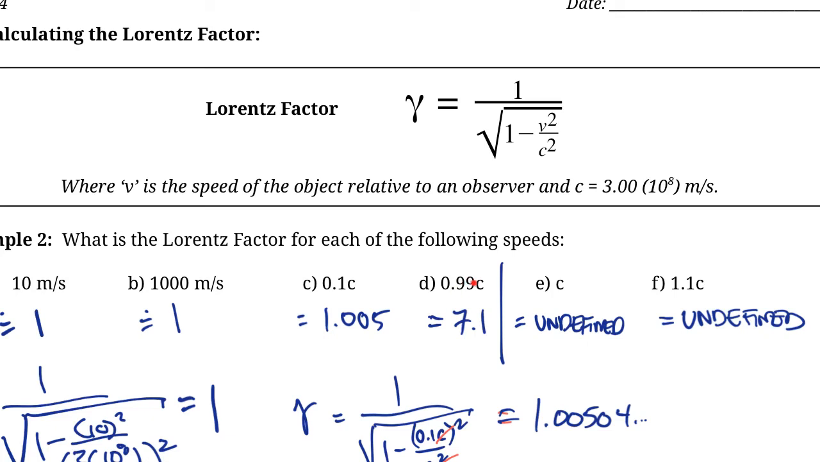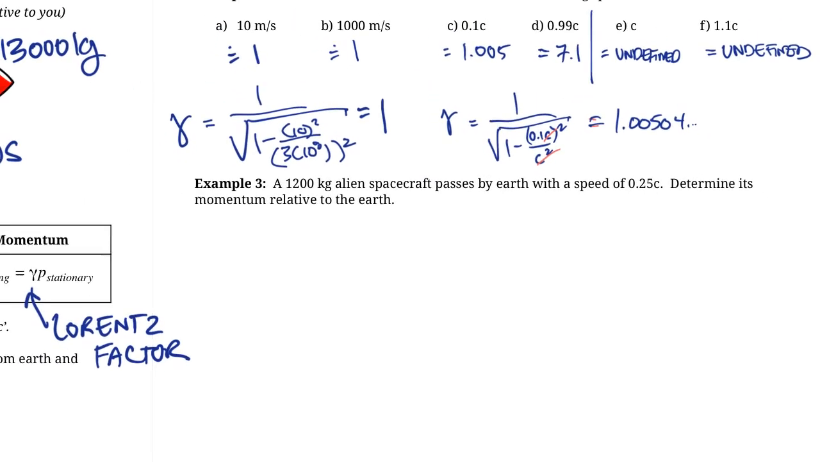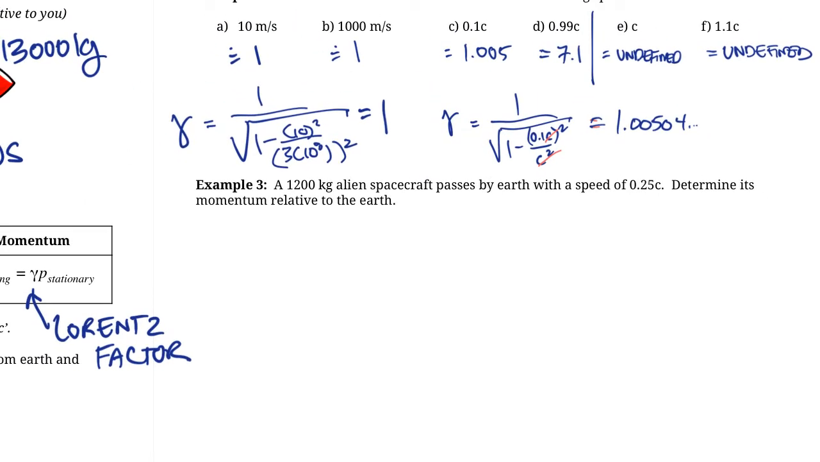So we could keep putting in 9s here. We could do like 0.9999999 c, and this value would keep going up, but we can never put in c, okay? So let's do one more example. A 1,200 kilogram alien spacecraft passes by Earth with a speed of 0.25 c. Determine its momentum relative to Earth.